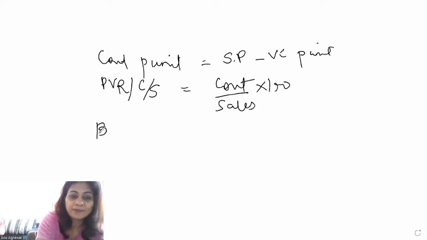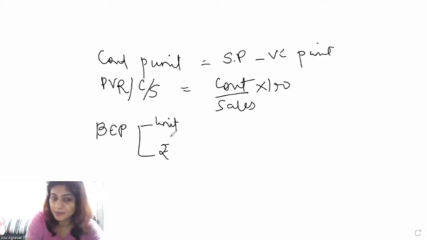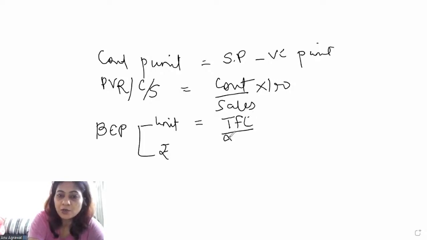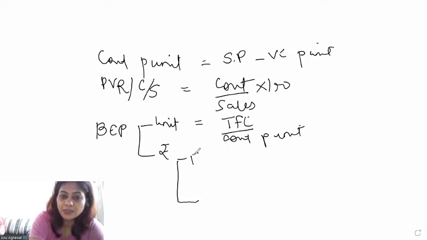We have understood the concept of break-even point. We can calculate it in unit terms, or in rupee terms, or you can say currency terms. For unit terms, it is total fixed cost divided by contribution per unit. For rupee terms, you can do it in two ways. You can have break-even point units multiplied by selling price, or you can have total fixed cost divided by PVR ratio.